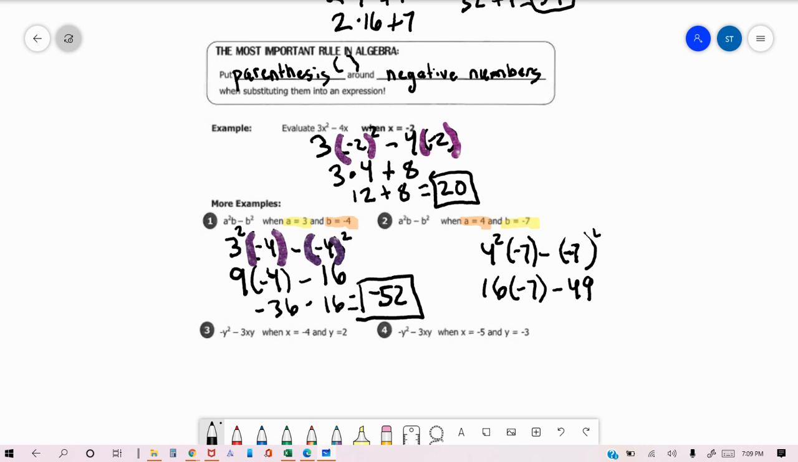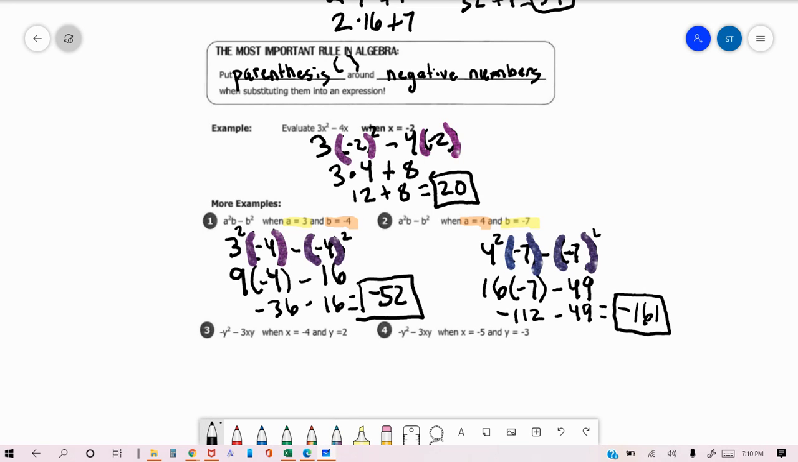So that did not make those into a positive number, that subtraction stays the same. So 16 times negative 7 is negative 112, and we're going to subtract 49. And for those of you who can do some really great math in your head, that's negative 161. Okay? Again, we're using those parentheses so we can see when something is subtraction versus a negative.